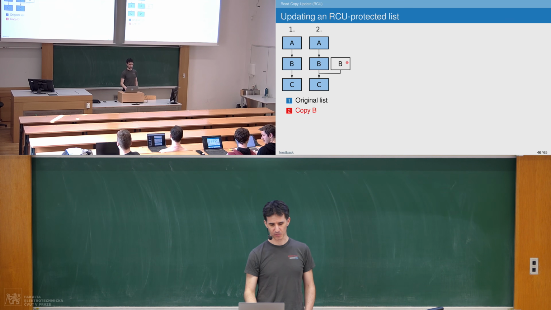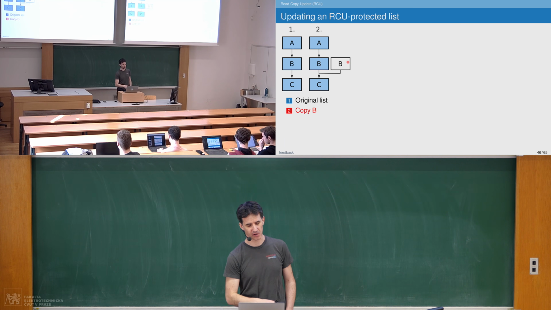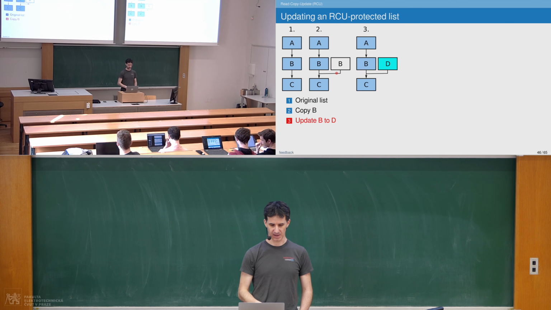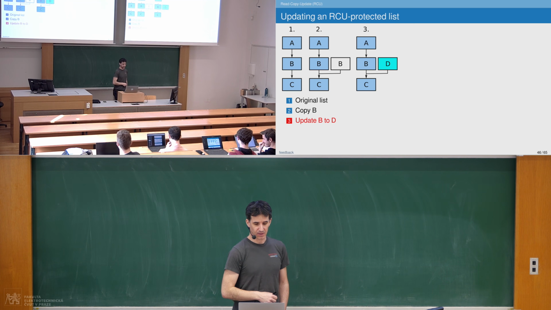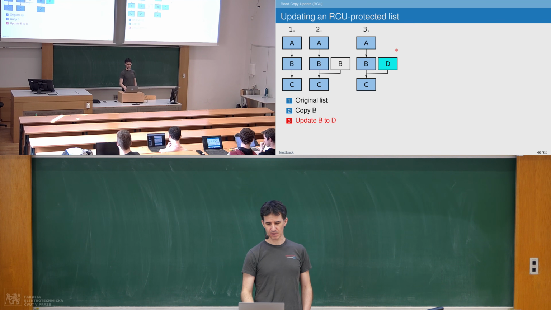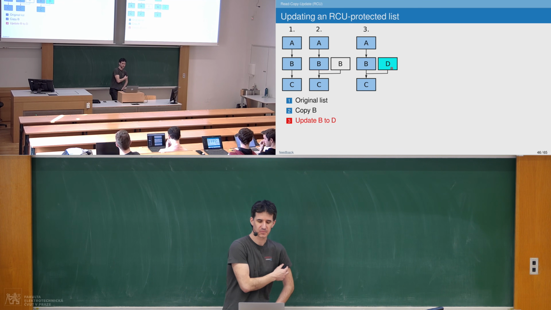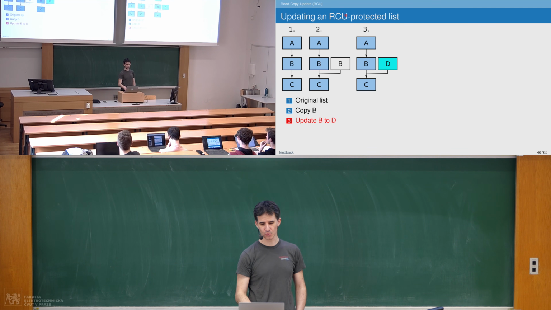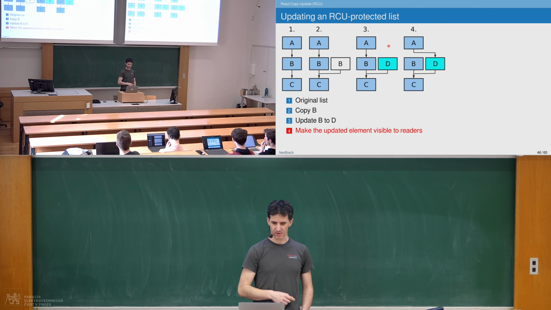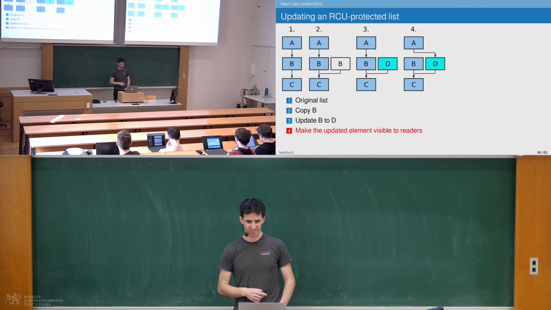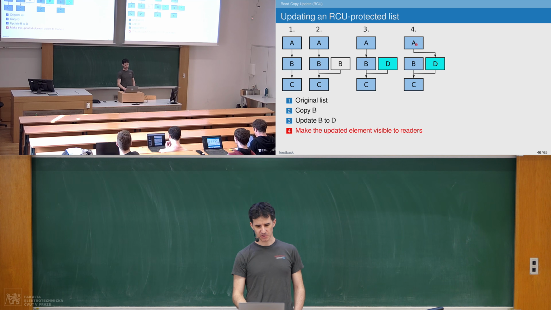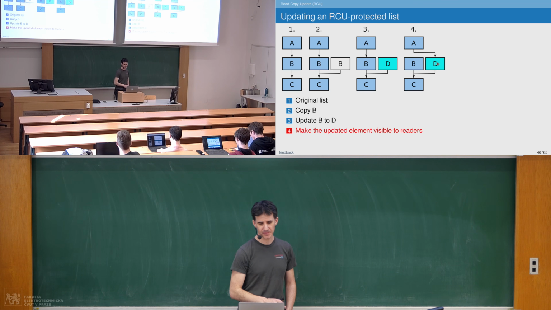first we perform the copy. That's the letter C, copy. We copy B to a temporary copy, which gives us that. Then we update this copy from B to D, so this will be the new value. So this is the letter U, update. Now there is no letter, but we will just replace the pointer pointing from A to not point to B, but to point to the new copy.